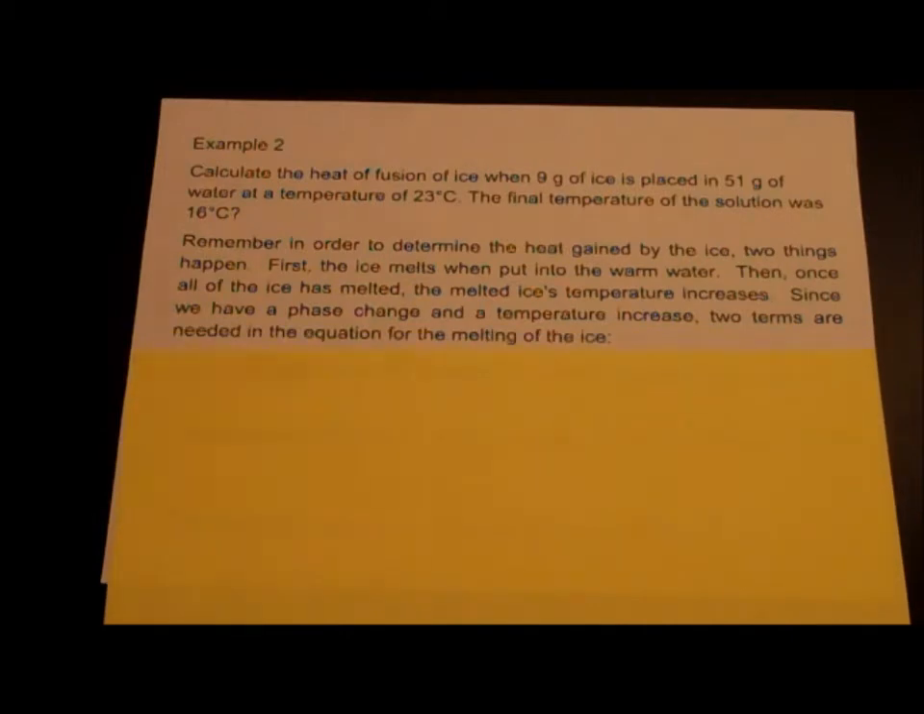Remember, in order to determine heat gained by the ice, two things happen. First, the ice melts when put into the warm water. Then once all of the ice has melted, the melted ice's temperature increases. Since we have a phase change and the temperature increases, two terms are needed in this equation for melting of the ice. These equations are negative heat lost by the water equals heat gained by the ice.